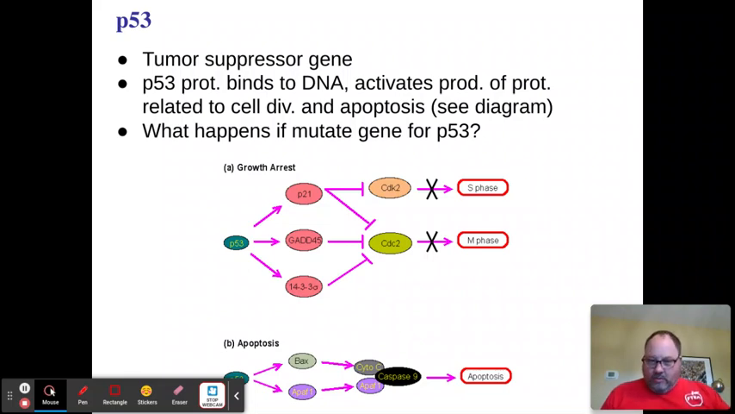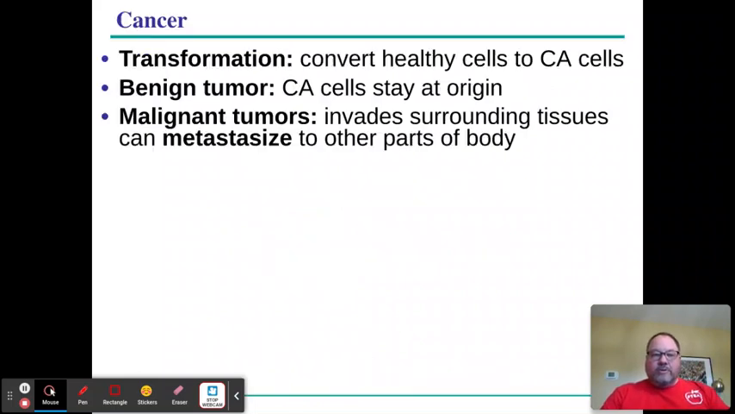So, what if there is a mutation in P53? Well, then cells that have problems with their DNA that would normally undergo apoptosis can survive. They can continue to divide. Or what happens to the proteins that help control regulation of the cell cycle? Well, you might start to lose that. So P53 is usually good for about one question on the AP exam. So that's a good one to know.